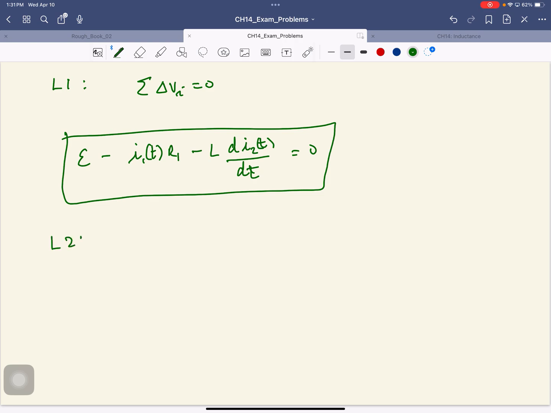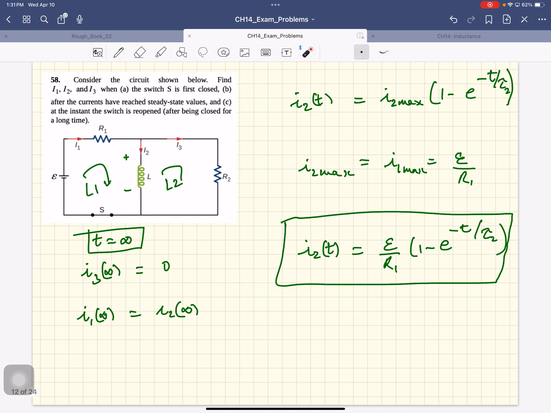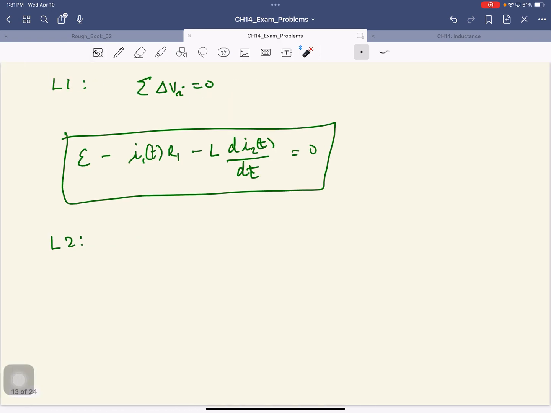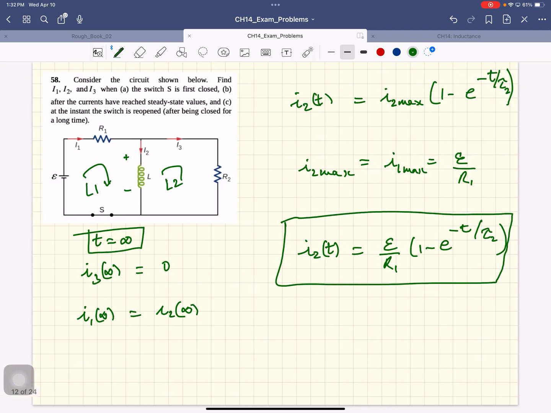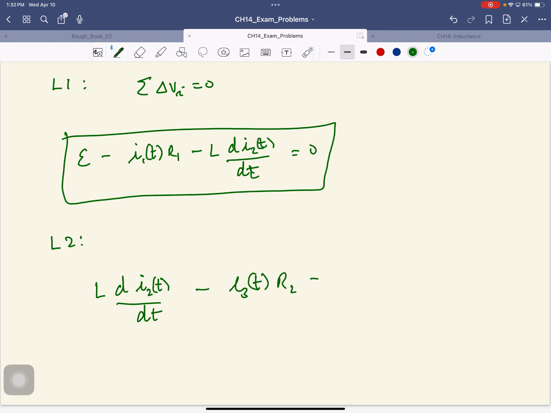And we'll write down the equation for loop 2. We're going to start from here. This is plus L dI2/dt minus I3 R2 equal to 0. So that would be L dI2/dt minus I3(t) R2 equal to 0.